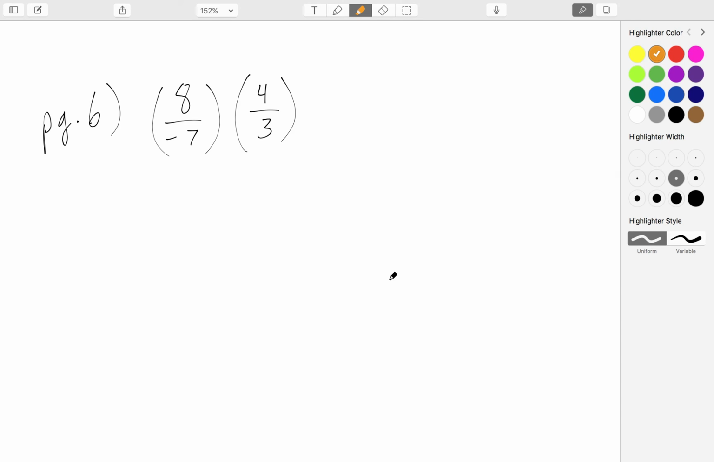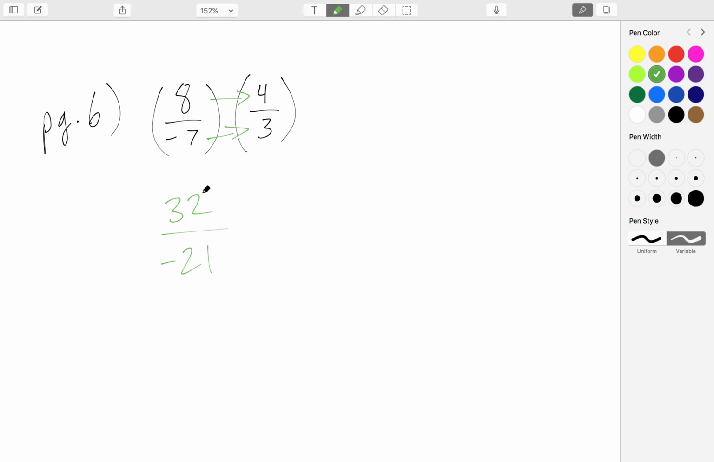Okay, page 6. We have 8 times 4, negative 7 times 3. What is 8 times 4? 32. What is negative 7 times 3? Negative 21. They don't end in even numbers, but is there something else that can go into it?